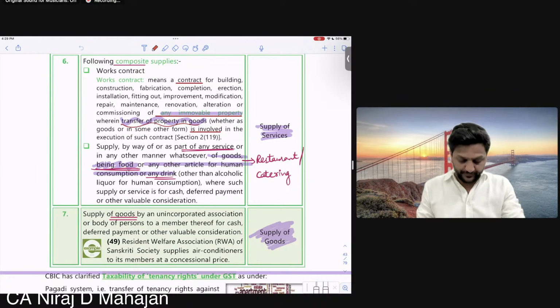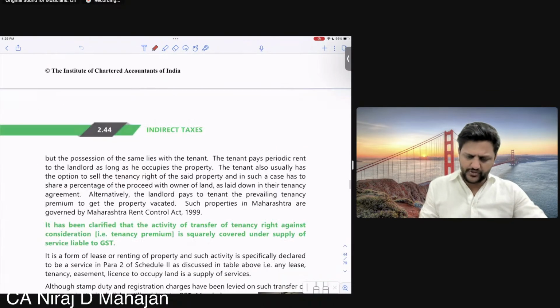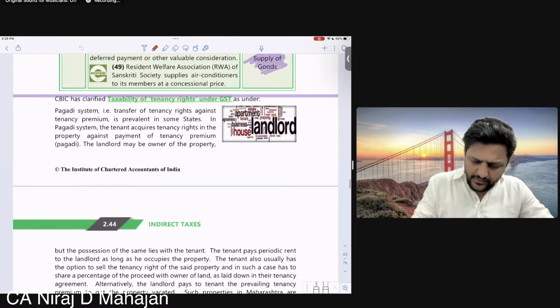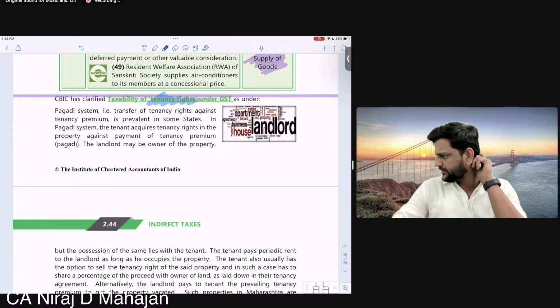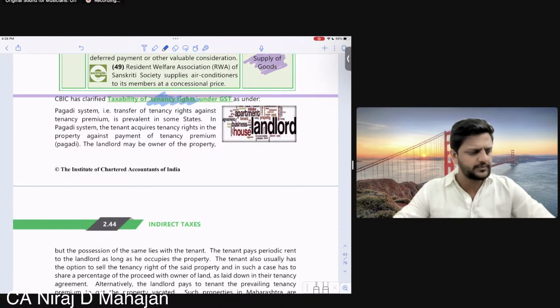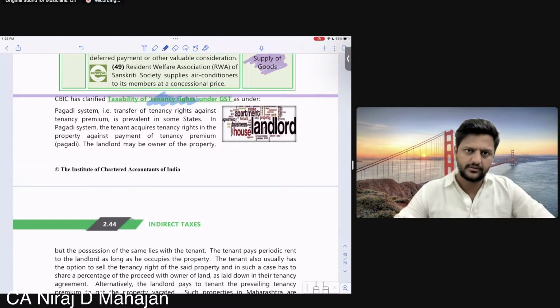Then CBIC has clarified taxable tenancy rights under GST. What about a residential unit used for residential purpose? Was there a GST? Answer was no. And residential unit used for business purpose, was there a GST? Yes. So if it is for the purpose of business or commercial purpose, then GST was applicable.